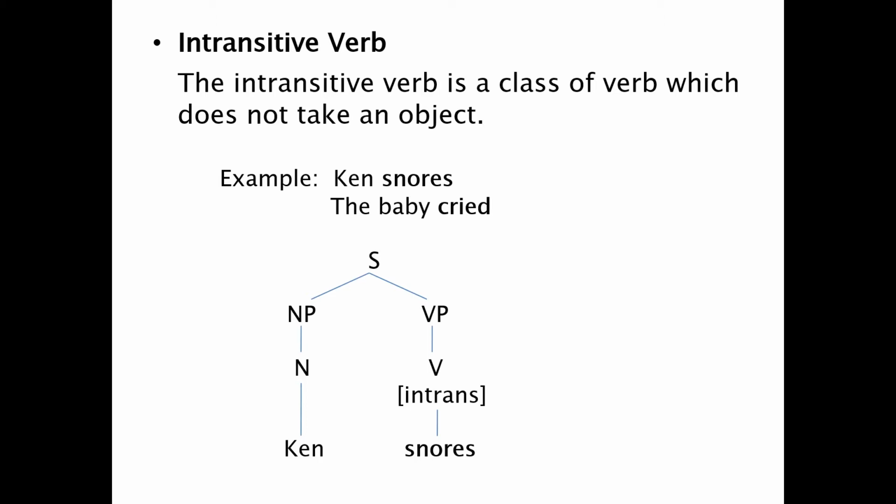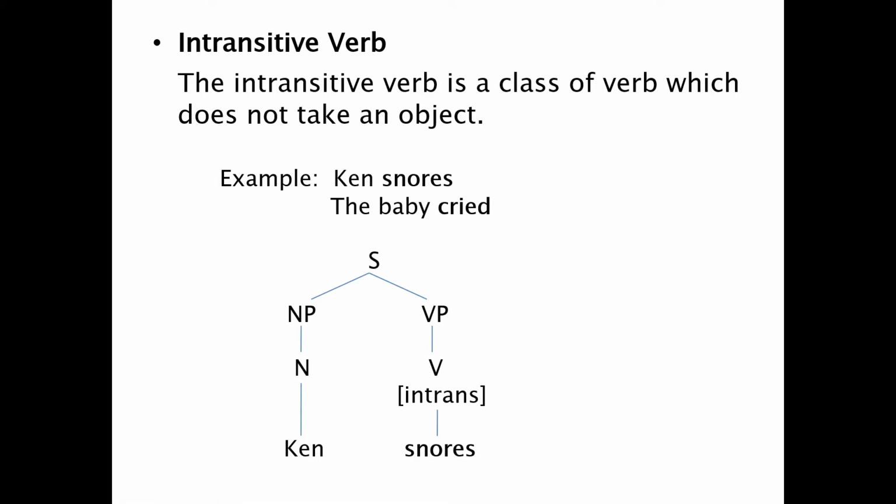And then we have the transitive verbs. The transitive verb is a verb that must take a direct object and indirect object, and we have transitive complex verbs. A transitive complex verb is a verb that must take an object and a complement of object. So don't forget the things here. We have intransitive verb. The intransitive verb is a class of verb which doesn't take an object. So for example, Ken snores, the baby cried.